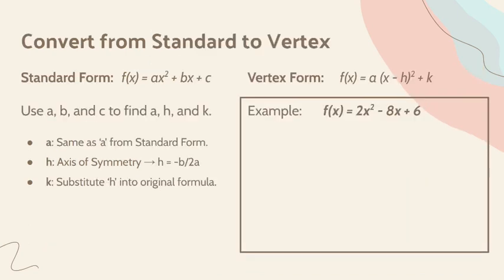And finally, the last thing that we've talked about so far is converting from standard form to vertex form. Standard form is this, ax squared plus bx plus c. Vertex form is a, x minus h squared plus k. So we need to use a, b, and c to find a, h, and k. To find a, we use the same a as from standard form. To find h, we use the axis of symmetry formula, negative b over 2a. To find k, we substitute h into the original formula.